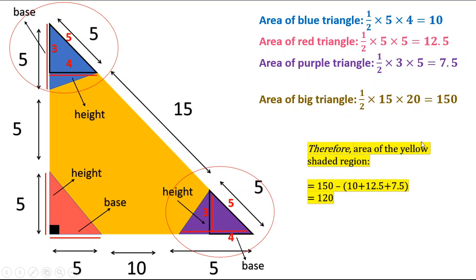Therefore the area of the yellow region is the area of the big triangle minus the area of all the small triangles, which is equal to 120. So the area of the shaded region is 120, and we solved this question by using the Pythagorean theorem and Pythagorean triplet. No need of using trigonometry. Thank you. I hope the question is clear.